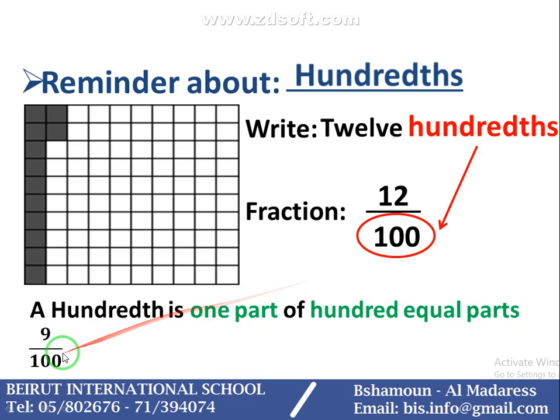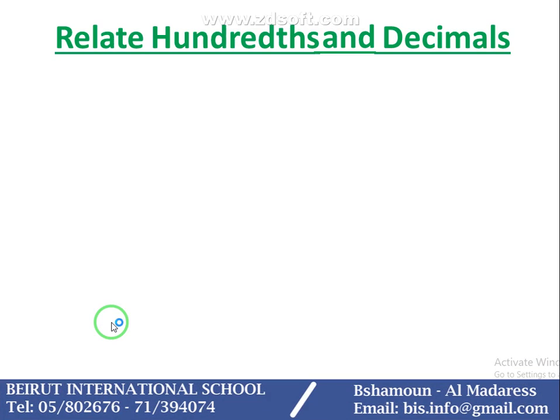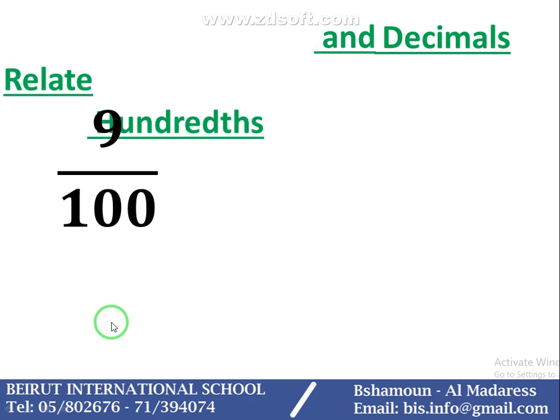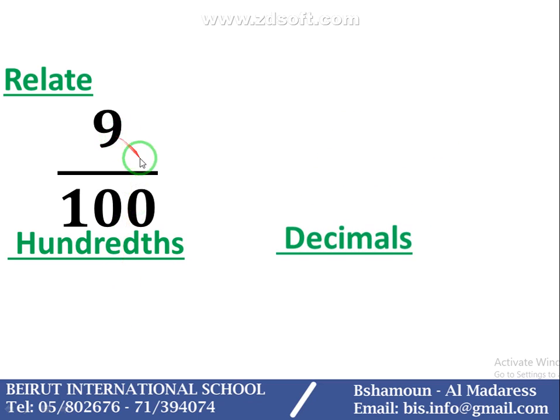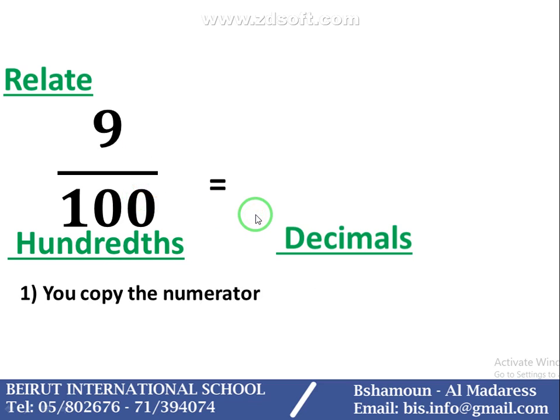So another example, if I want to read 9 over 100, we can read it as 9 hundredths based on the number 100 found in the denominator's place. Now let's go to relating hundredths and decimals, referring to the previous example, which is 9 over 100. So our objective here is to change the fraction, 9 over 100, into a decimal number. The first step is to copy the numerator as it is, which is 9.